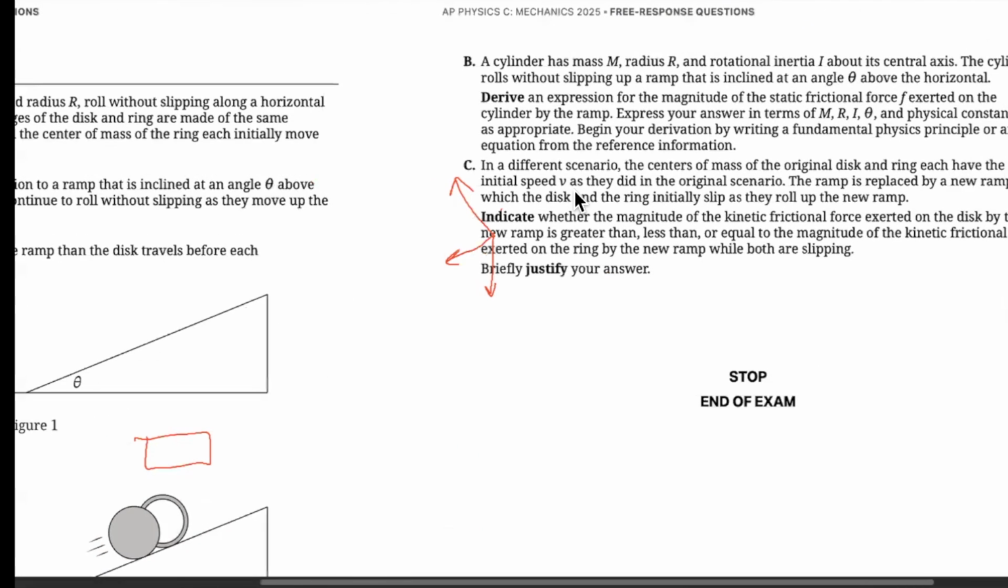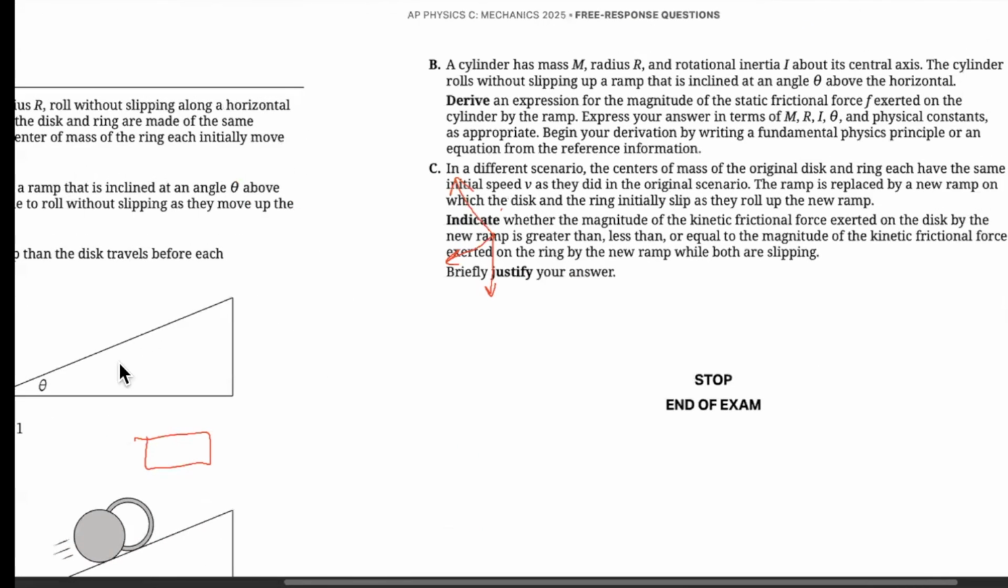Okay. So, the cylinder rolls up a ramp without slipping, and you have to actually find static friction. Okay, so there's a couple of different ways that we can do this. Pick your poison. You don't have to use net torque and net force, but I'm going to because that's how I like to think about forces, especially with rotation.